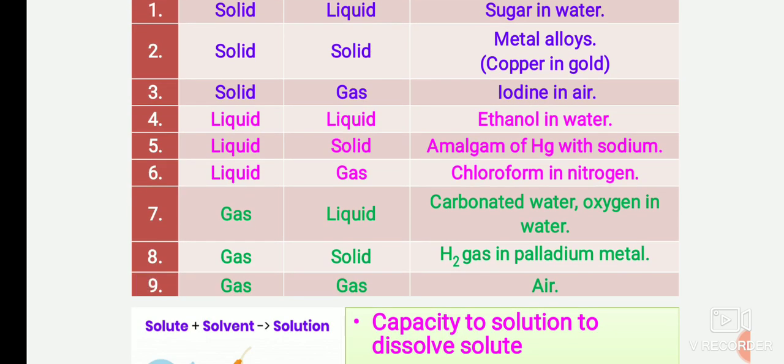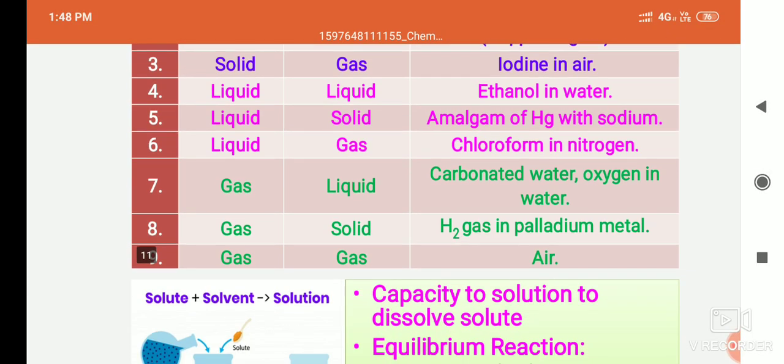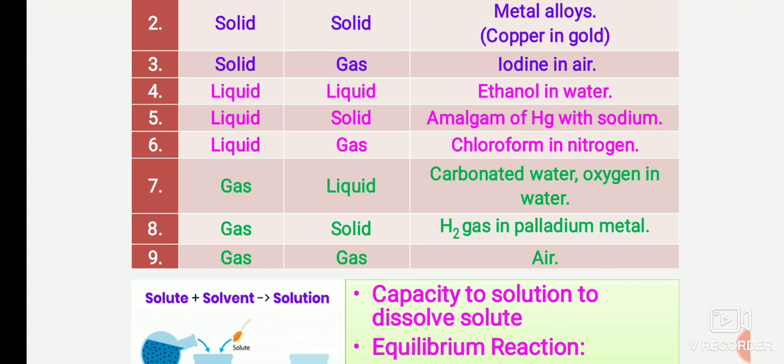Second type, liquid. Here solute is liquid, solvent is also liquid, and the example is ethanol in water. Ethanol means ethyl alcohol is liquid, water is liquid, and thus the example is ethanol in water.